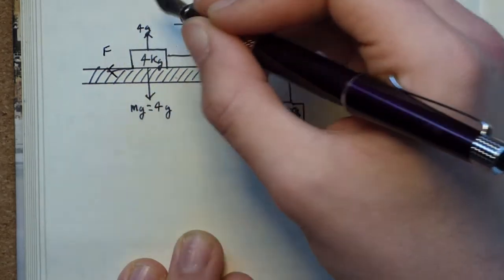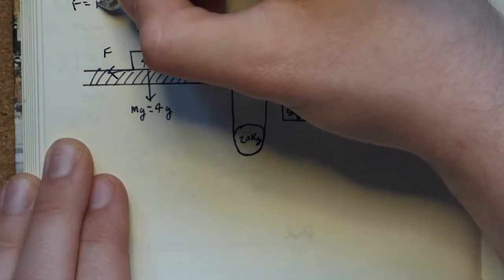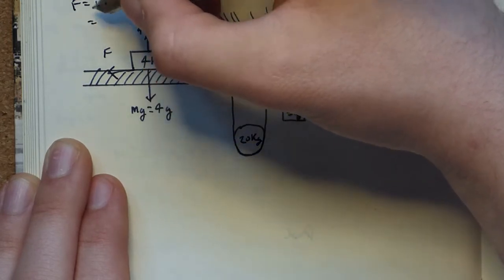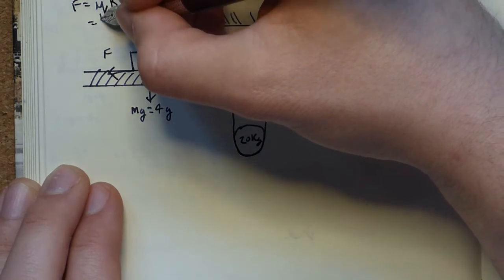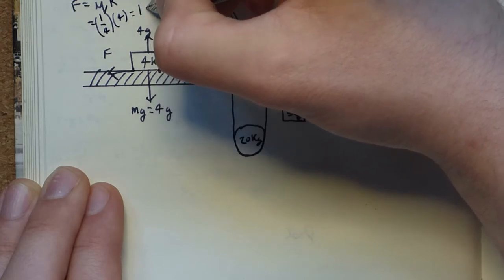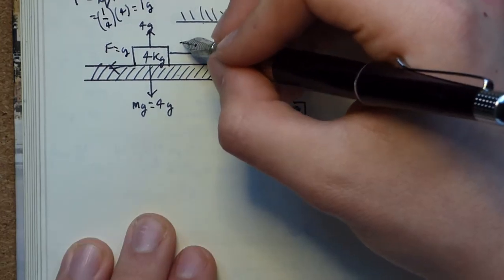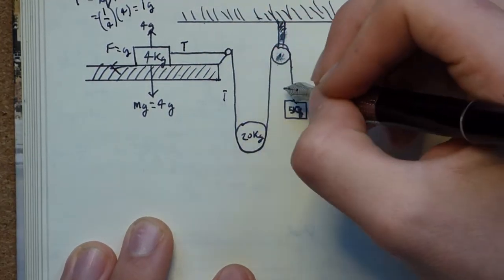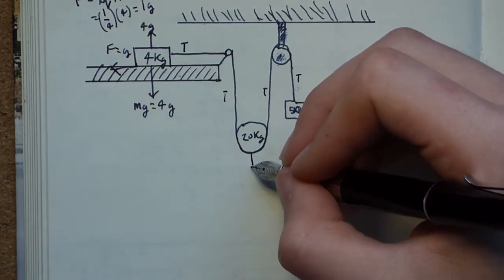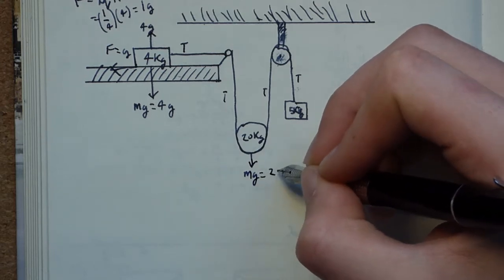So the 4 kilogram mass has a weight, which is mass times gravity, which is 4g, and has a restorative force of the same because it's not moving up or down, which is the force that the table puts out on it, which is 4g. There's a friction force pulling it backwards. We know that the equation for friction is mu times R, the friction coefficient times R, so it's a quarter times 4g, which is just g, and there is a tension pulling it towards the 20 kilogram mass, and the tension is the same throughout the entire rope.